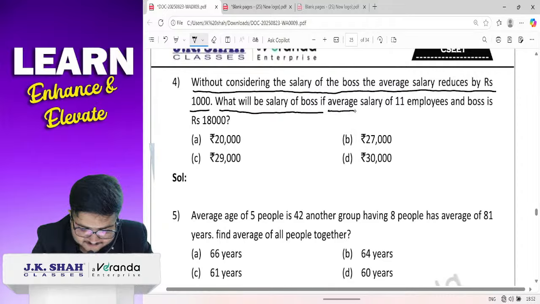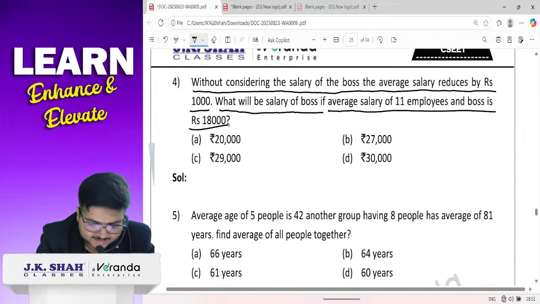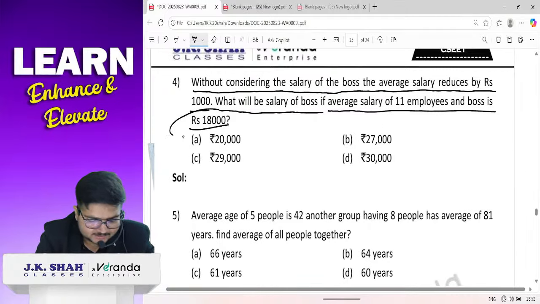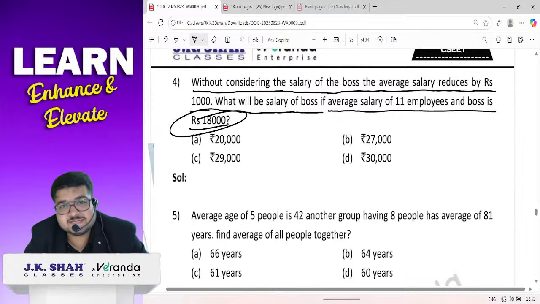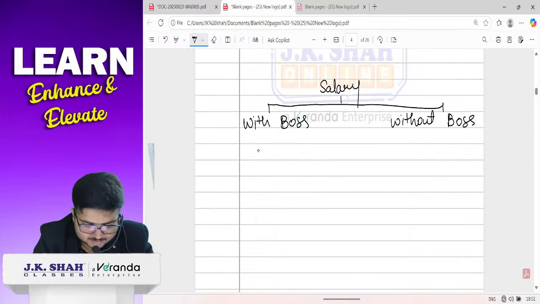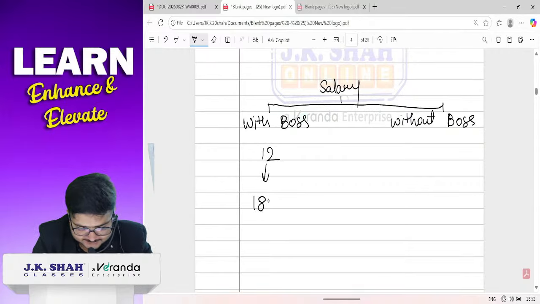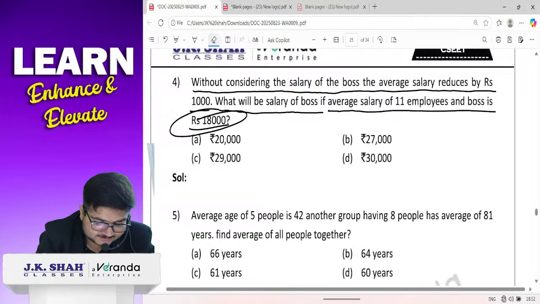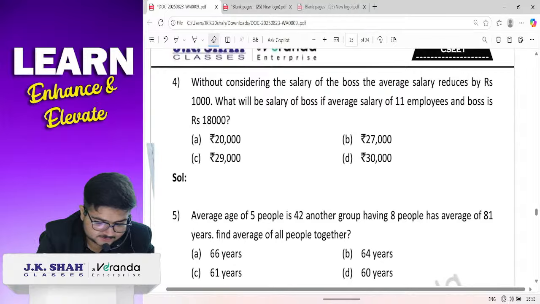If the average salary of 11 employees and the boss is 18,000. Tell me, if 11 employees and the boss are put together, there are 12 people. And the average salary of those 12 people is 18,000. So, with the boss there are 12 people, and their average is 18,000. Understood? Now read the first sentence. Now you will understand the first question.